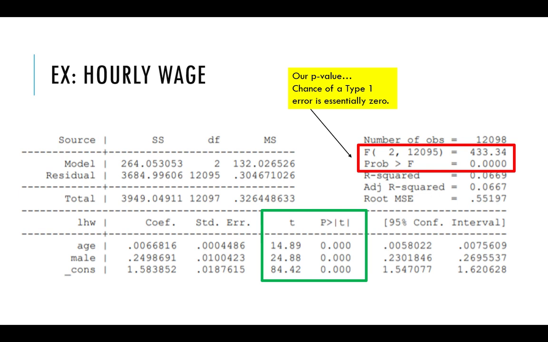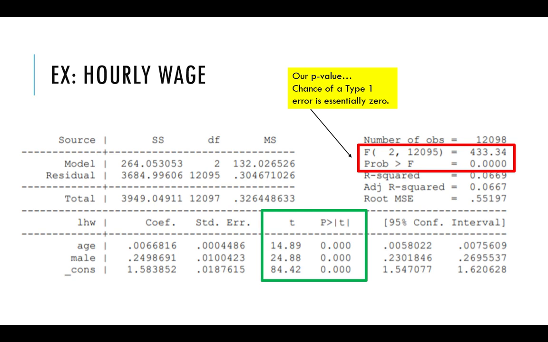So remember what that tells us. The p-value is our chance of a type 1 error, which means the chance of making a type 1 error is essentially 0, right? Now, not surprisingly, let's jump down to the green box. And what do we see there? We have 3 variables with very high T statistics, right? 14.89, 24.88, 84.42, and probabilities of 0, basically, right?